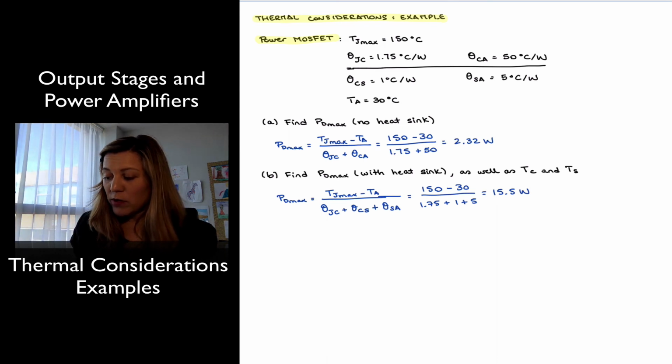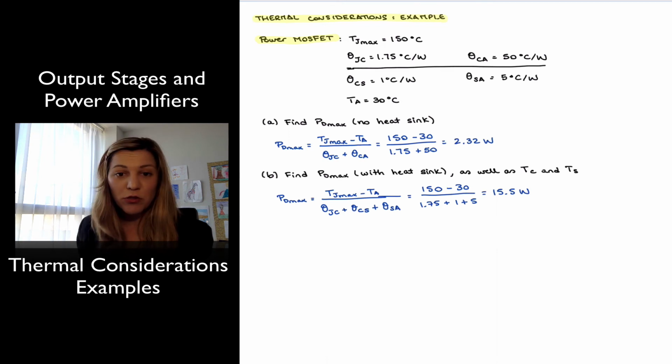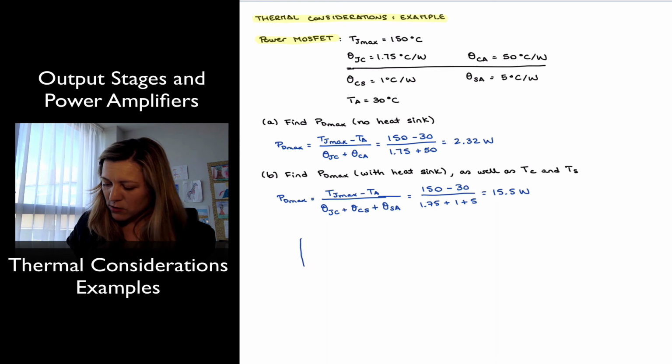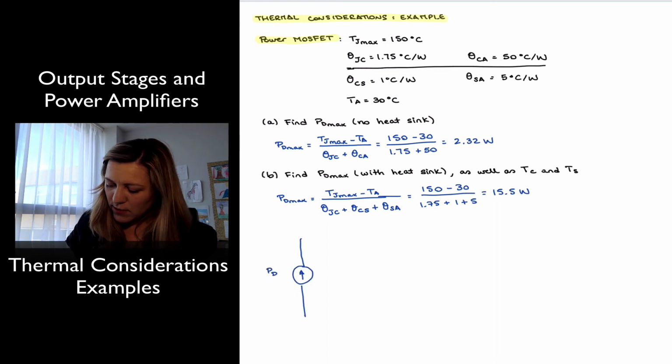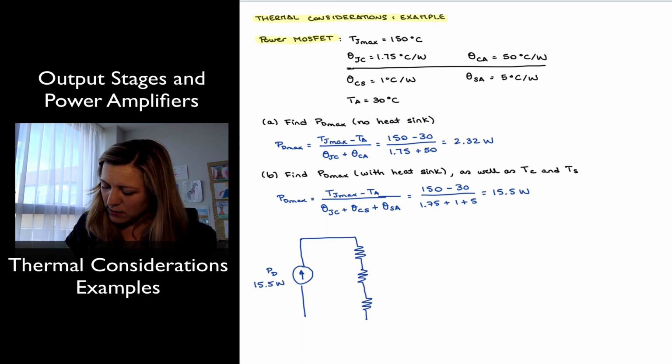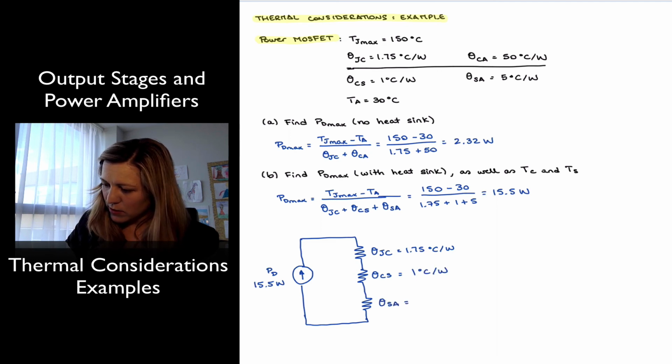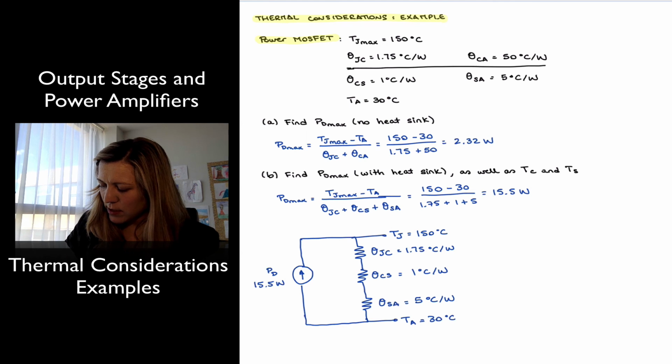Now, if we wanted to calculate what's going to be our final temperature at the case and at the sink, let's imagine this transistor is operating at its maximum power dissipation, meaning the junction temperature is sitting at 150, and the ambient temperature is sitting at 30. So essentially we have this as our circuit. Our PD is sitting at its maximum, 15.5 watts. We have our 3 thermal resistances. From junction to case is 1.75 degrees C per watt. From case to sink is 1 degree C per watt, and from sink to ambient is 5 degrees C per watt. We know that the temperature on the junction under maximum conditions is going to be at its limit, 150 degrees C. The ambient temperature is going to be 30 degrees C, and we want to find out the temperature of the sink and the temperature of the case.